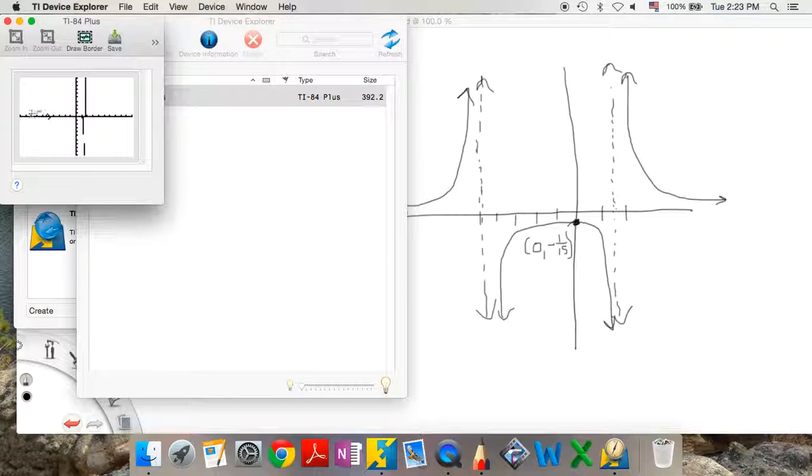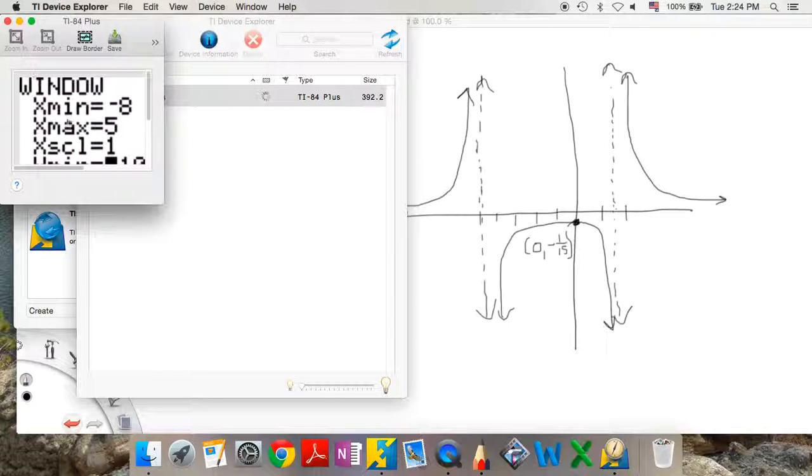Now, you can see here, if this is a standard window, it doesn't really show you a whole lot. That's because these are where these asymptotes are. So let's adjust our window. Let's just go out to -8, and then our x max, since our asymptote's at 1.5, let's just go out to 5 on that one. And then our y minimum, let's just go -5 to 5 and see what happens. And it's going to freak out again.